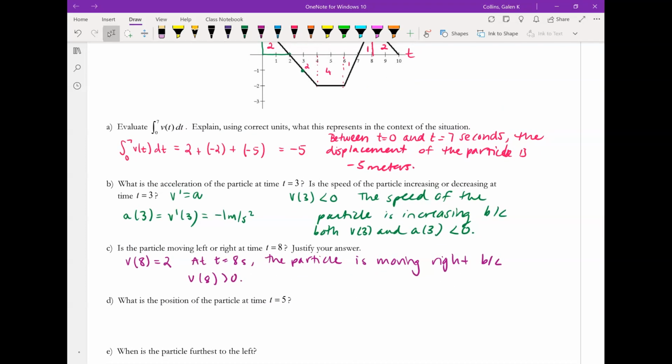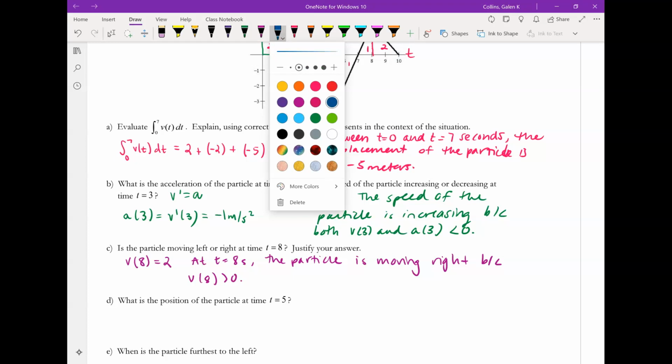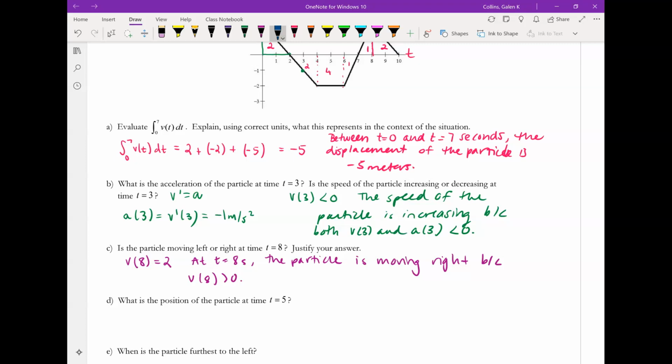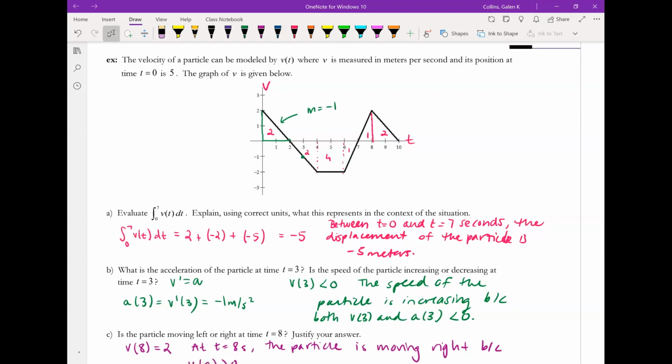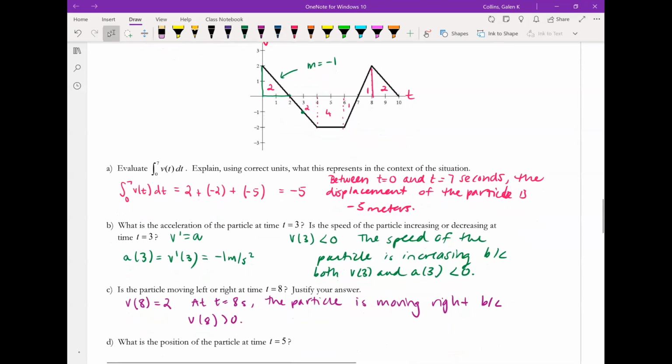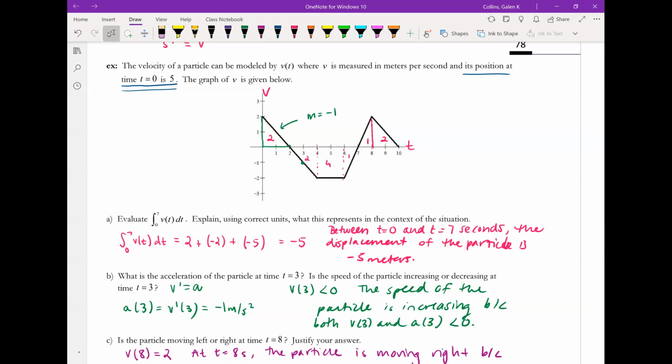Okay, so for part D, now we're getting to this idea of an accumulation of change. So we're asked, what is the position of the particle at time t equals 5? Well, we have to be given some initial position so that we could write an accumulation function. So we are told in the prompt that the position of the particle at time t equals 0 is 5. I think I used the letter S on here somewhere, so I'm going to use S to describe position. Sometimes we use X, sometimes we use S, it doesn't really matter. So S will be the position of the particle. So now with this information, I could write an equation and say that S of 0 is 5. So the position at time t equals 0 is 5 meters.